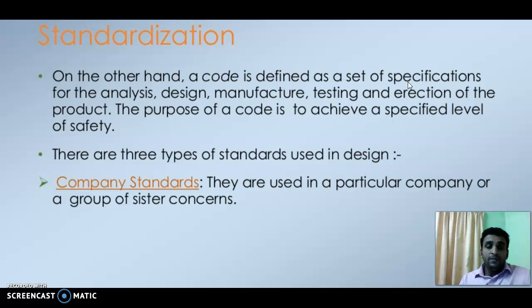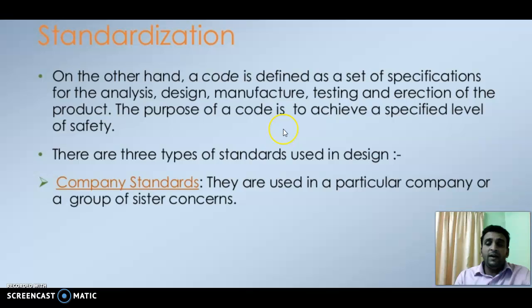Then next one, on the other hand, we have a code. I can explain what a code is. A code is defined as a set of specifications for the analysis, design, manufacture, testing and erection. Please note these points. What are the requirements? Analysis, design, manufacture, testing and erection of a particular product.